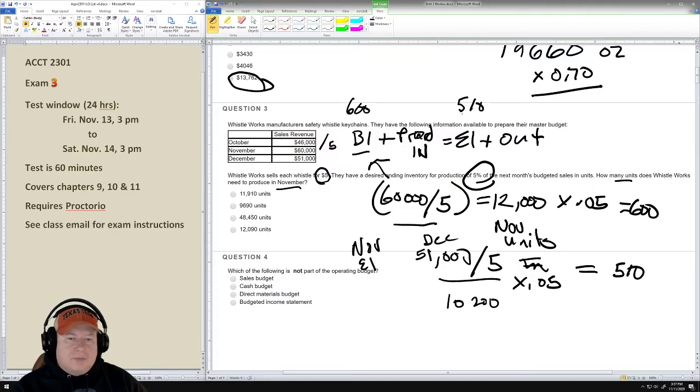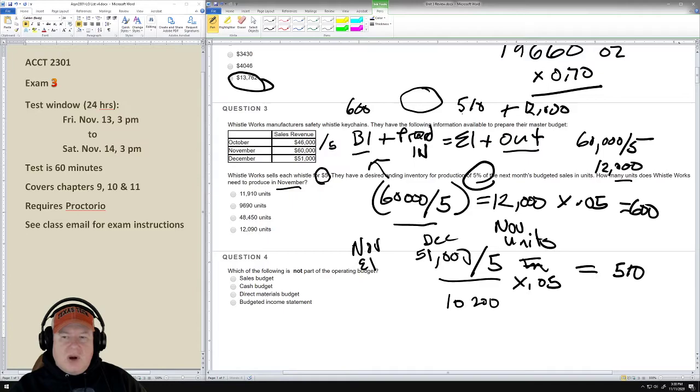And then how much do we sell in November? So the amount that we sell is going to be the outgoing. So that's just going to be a straight 60,000 divided by 5. So that's going to be 12,000. So we're going to sell out of the inventory 12,000. So you can see beginning inventory is 600. We need to know this number, and ending inventory is going to be 510, and we're going to sell 12,000.